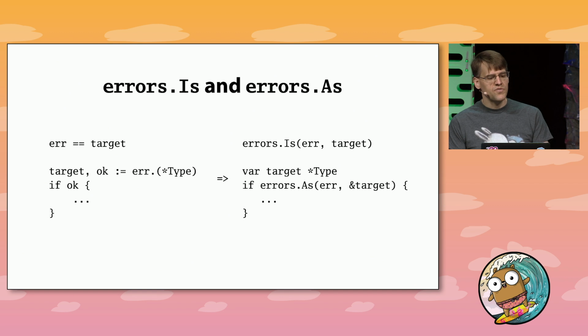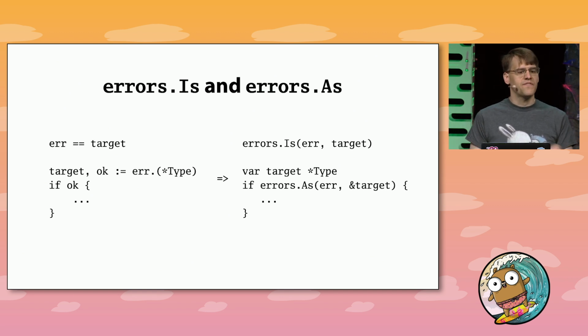Go 1.13 also introduces a function errors.As that unwraps until it finds a specific implementation type. If you want to write code that works with arbitrarily wrapped errors, errors.Is and errors.As are the wrapper-aware versions of error equality checks and error type guards.